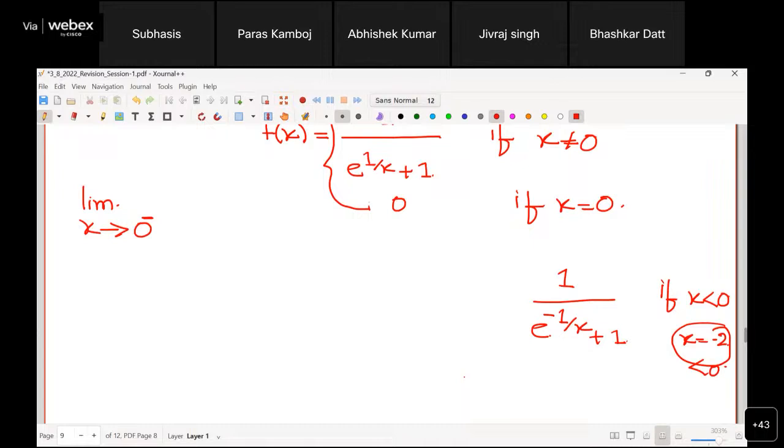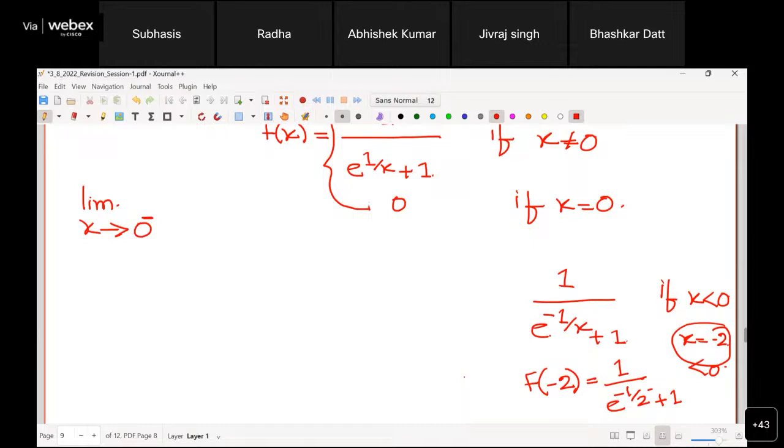Is this less than 0 or not? Yes. What is the value of this function f of minus 2? This is 1 by e power 1 by 2, plus 1, right? Plus 1 by 2, sir.